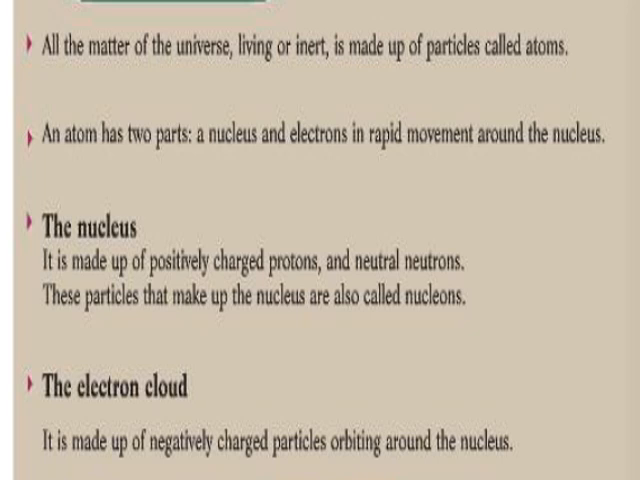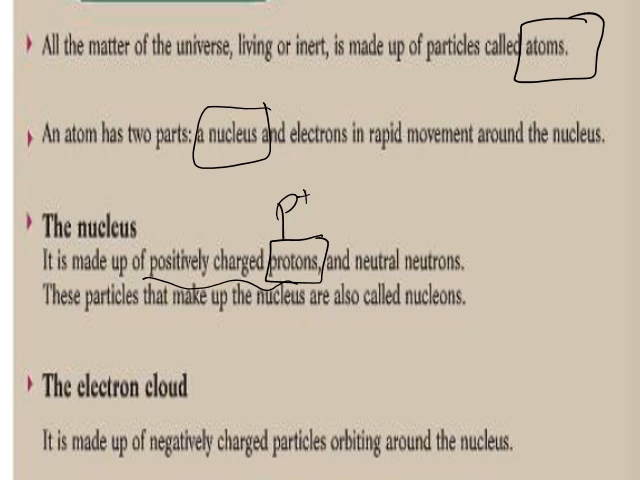All matter in the universe, living or inert, is made of particles called atoms. An atom has two parts: a nucleus and electrons that move around the nucleus rapidly in the electron cloud. The nucleus is made up of positively charged particles called protons, P+, and neutrons, symbol N, 0. These particles that make up the nucleus are called the nucleons.